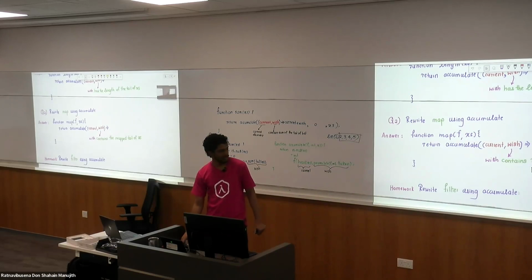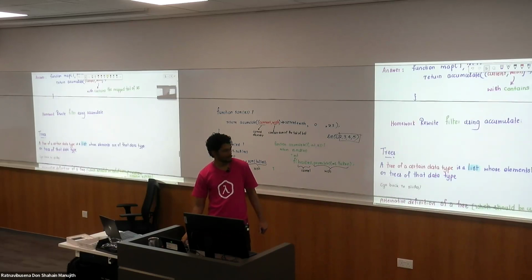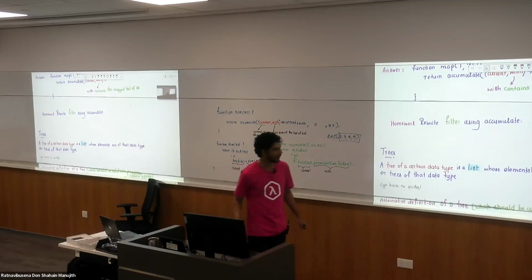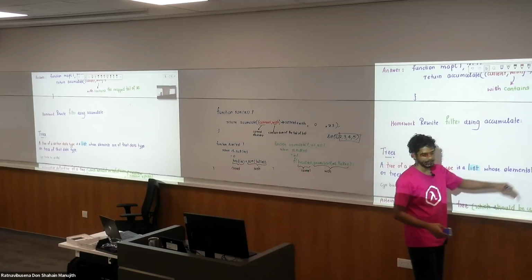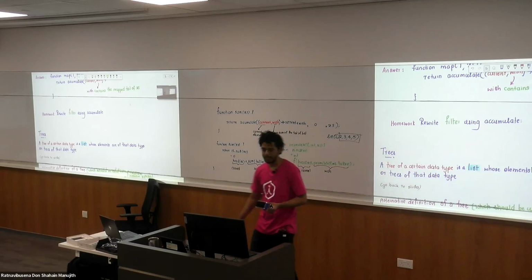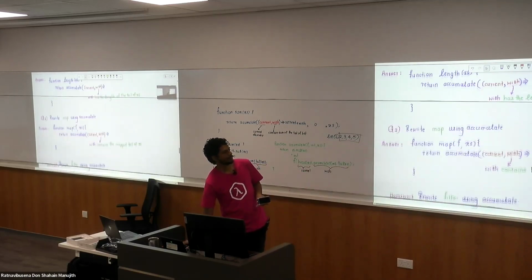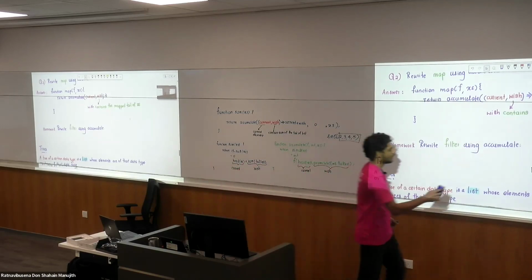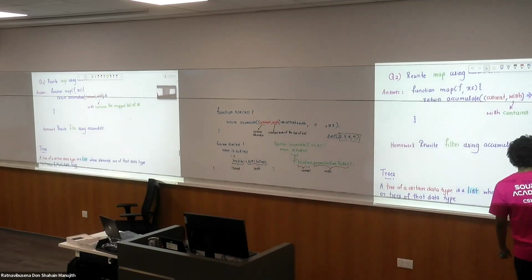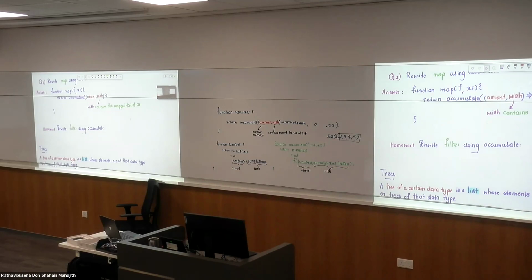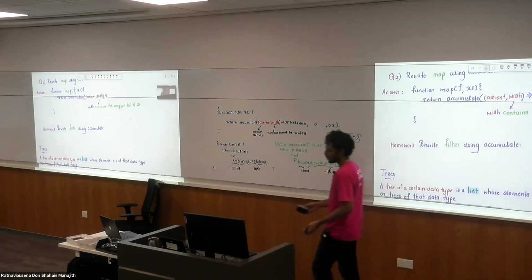Okay, so next, let's move on to trees. I'll erase this part. Is this okay for everyone, writing map using accumulate? I'll just erase this one. Okay, so now let's go on to trees.